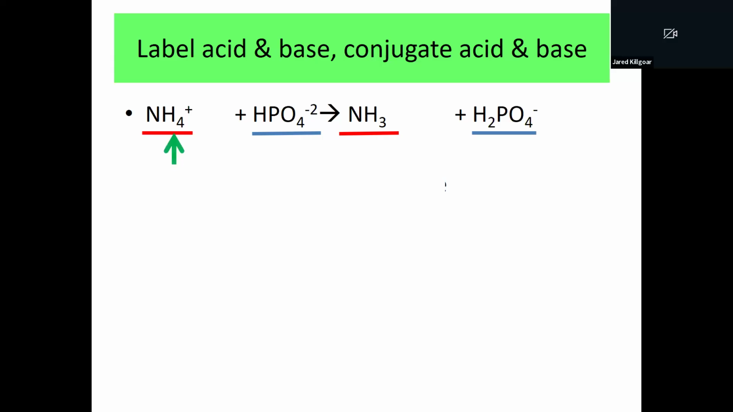But NH4 plus starts with the H, and the H ends up with H2PO4. Therefore, this is our acid, NH4 plus. If NH4 plus is our acid, then HPO4 2 minus must be our base, making NH3 the conjugate base, and H2PO4 minus the conjugate acid.